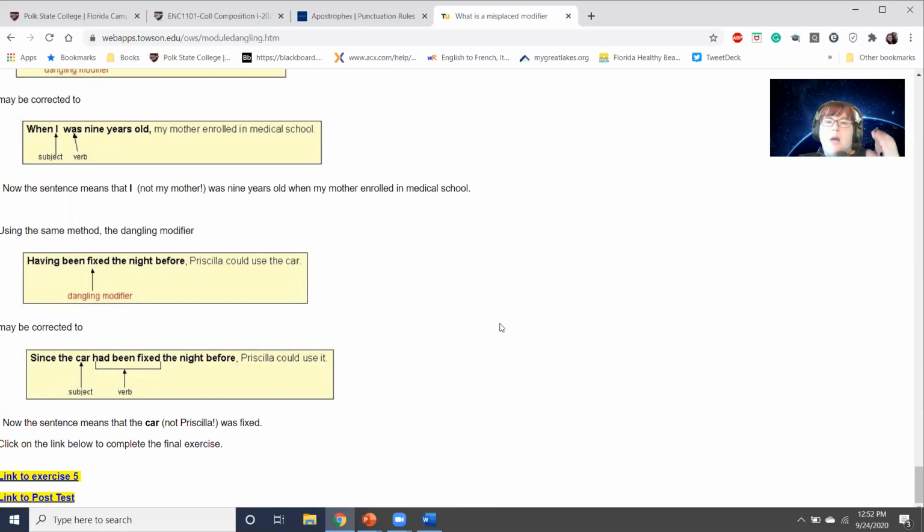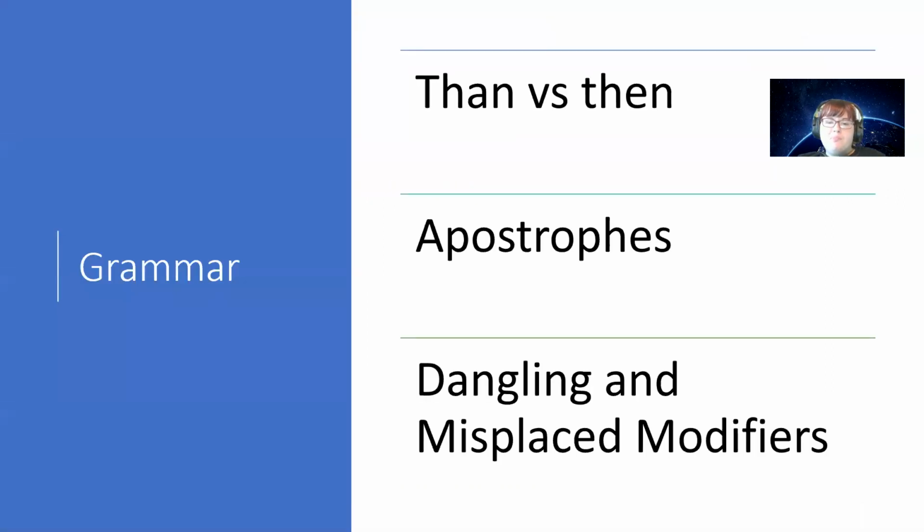You have different options for changing it, but you want to make sure that whoever or whatever it is you mean for that dangling modifier is next to the dangling modifier in some way, so we know exactly who it is you're talking about.